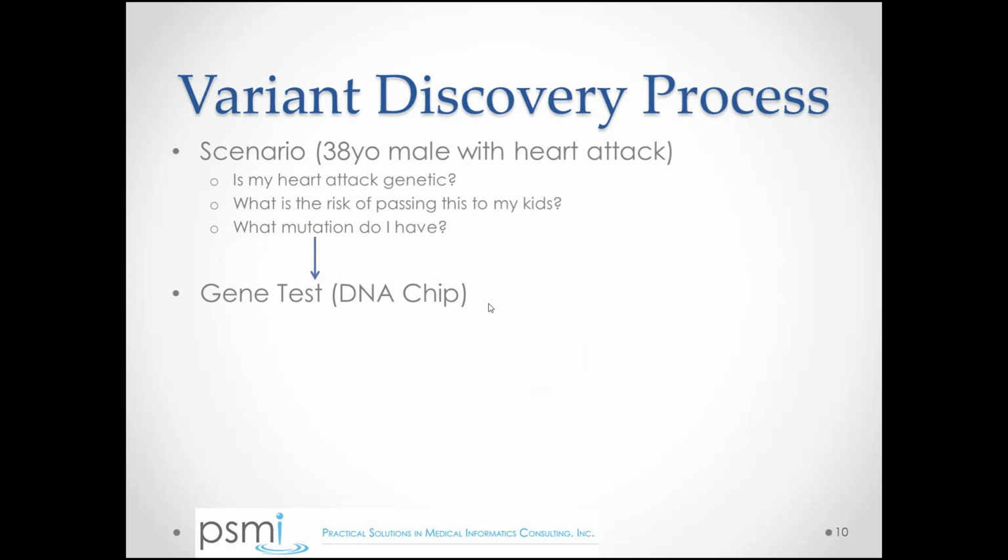Number one, it's very inexpensive. You can design a chip that has probes for all of the known variants, all of the known pathologic variants in these particular 4 genes. And you may also recall from last week that the comparative genome hybridization chips are very good at detecting duplications or deletions, or what are called copy number variants.